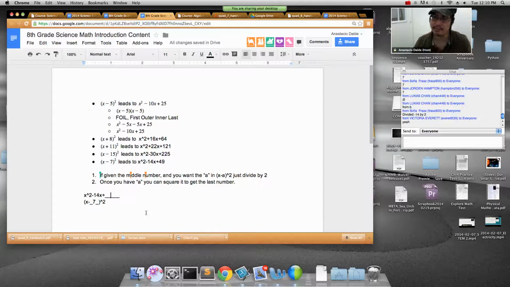What should the top blank be? Anonymous Fox says, go for it, Anonymous Fox. Put your cursor right in the right spot and then put the answer in there. Exactly. 49. There we go, my friends. That is the basis of completing the square. Because these two things are the same thing. These two equations right here are the same equation.